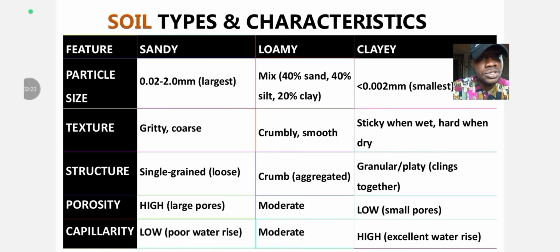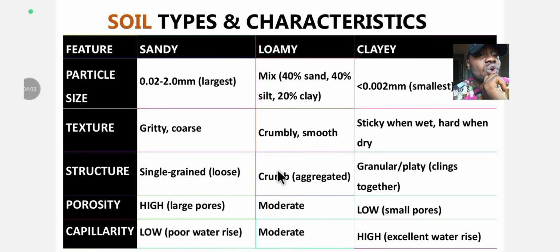Looking at structure as a feature of each soil type, sandy soil has a single grain structure. It's very loose, that's why you can't put sandy soil together. It cannot hold water because its grains are not closely packed together; they are separated. It has a very high porosity, that's why it can't hold water.